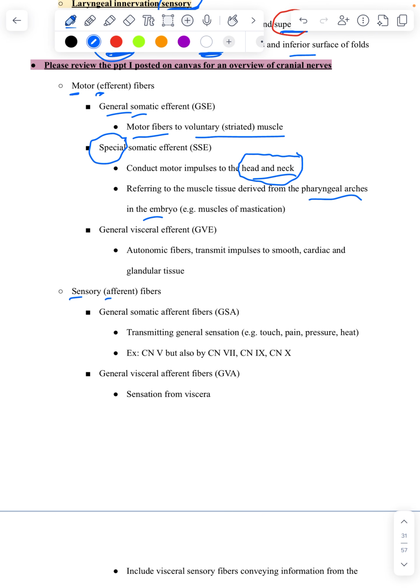Marvin's guide is beautiful. It's like 15, 16 pages, but it goes through everything. It explains the pharyngeal arches and which of those are the muscles of mastication. I believe this is the first arch, but I put a question mark, so double check me on this. This has to do with muscles of mastication. Because this is motor in the head and neck region, and your muscles of mastication are in your cheek, it makes sense that this is special somatic efferent. Anytime you say visceral, visceral has to do with an organ. So we have autonomic fibers that transmit to smooth muscle, cardiac muscle and glands. We're talking about organs.